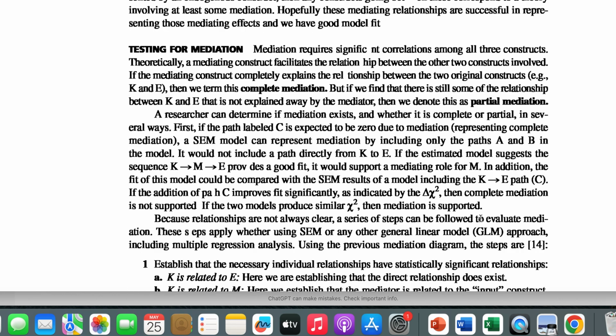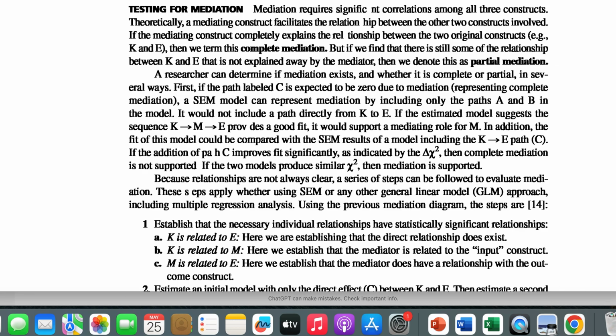Testing for mediation. Mediation requires significant correlation among all the constructs. Theoretically, a mediating construct facilitates the relationship between the other two constructs involved. If the mediating construct completely explains the relationship between the two original constructs, that is K and E, then we term it complete mediation. But if we find that there is still some of the relationship between K and E that is not explained by the mediation, then that denotes partial mediation.